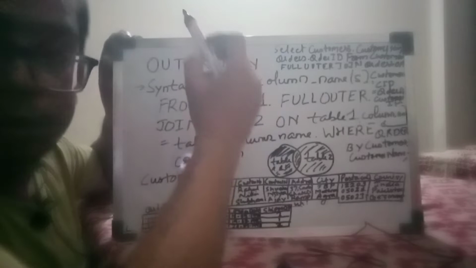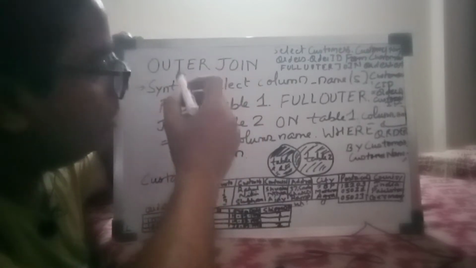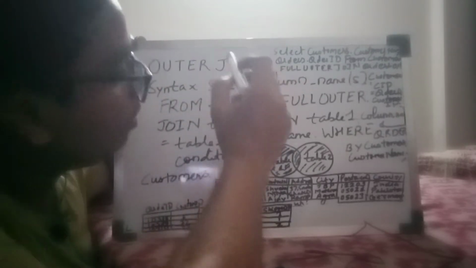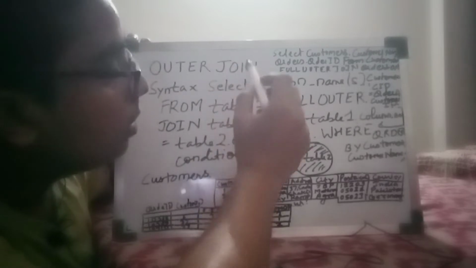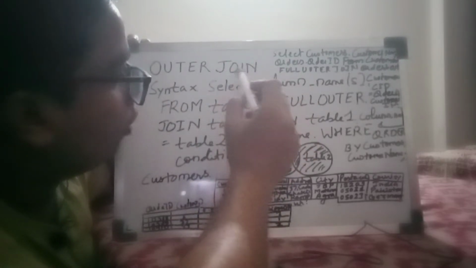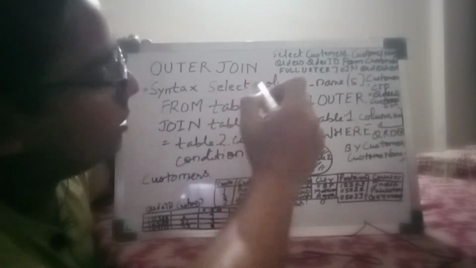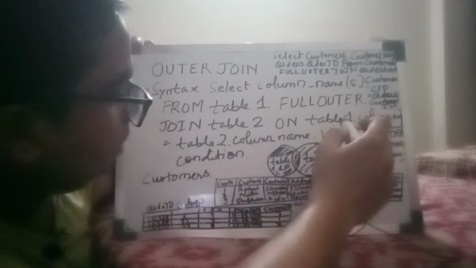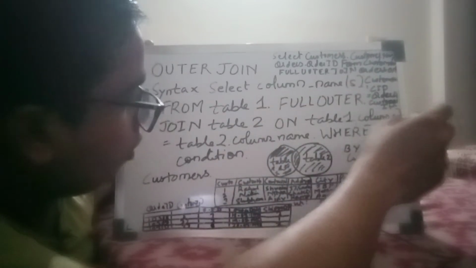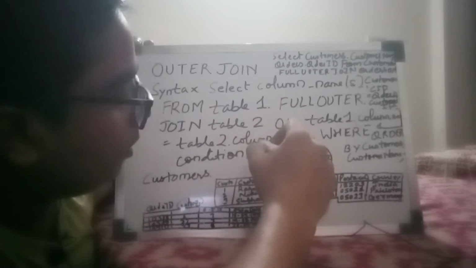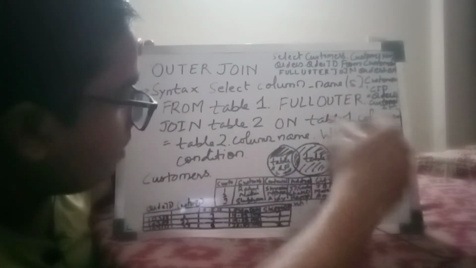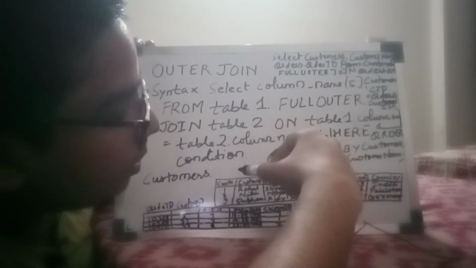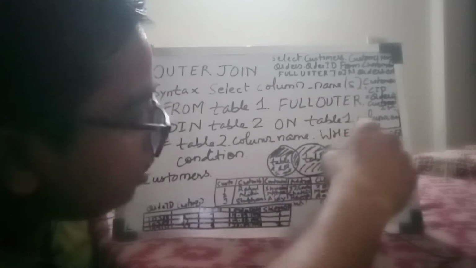So in this video I would like to give a demonstration about outer join in SQL. The syntax of outer join in SQL is: select column name from table 1 full outer join table 2 on table 1 dot column name equals table 2 dot column name where condition.